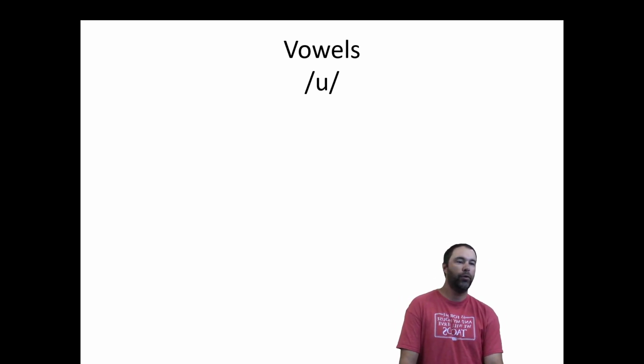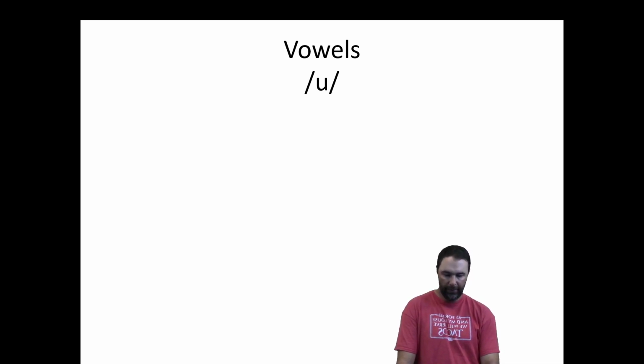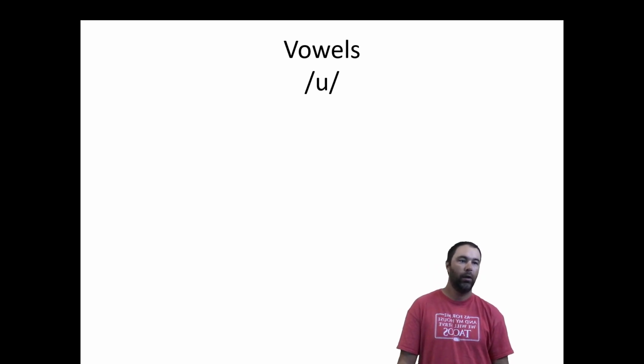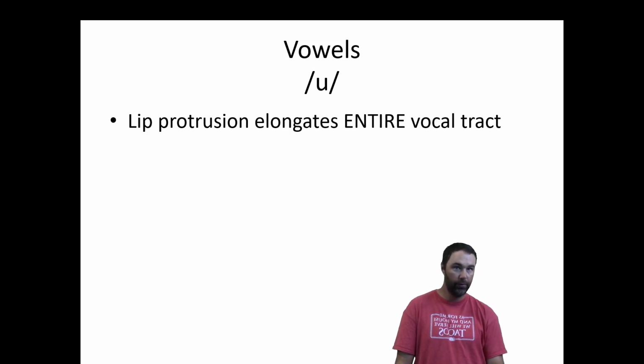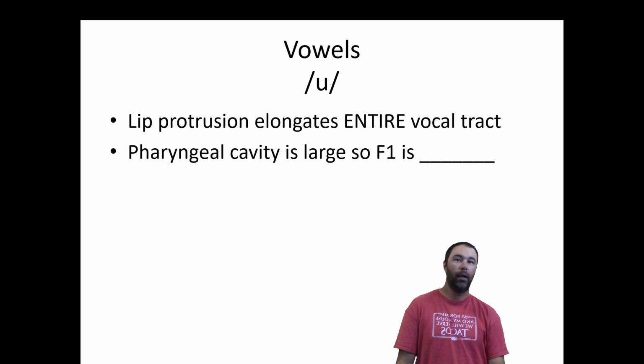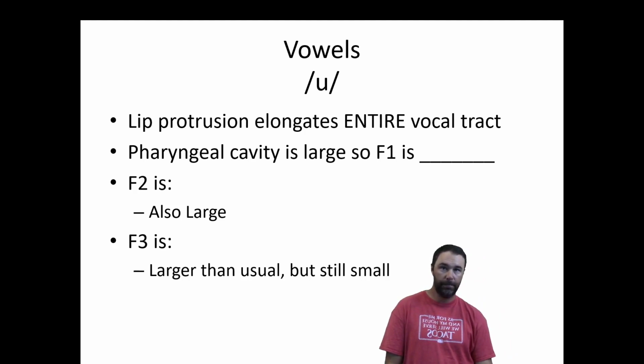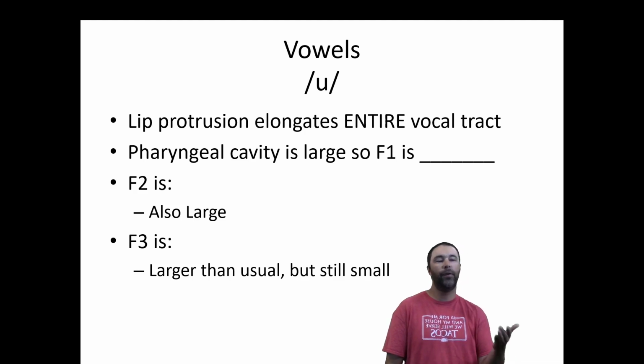We're doing lip protrusion, which elongates the entire vocal tract, which will have an effect on all of them. It makes our pharyngeal cavity large, so the pharyngeal cavity is going to vibrate at low frequencies, because it's going to be big. F2 is also large, and F3 is going to be larger than usual, but still small. So what's the frequency response of F2? F2, if it's large, is going to be low. F3 is going to be relatively low.